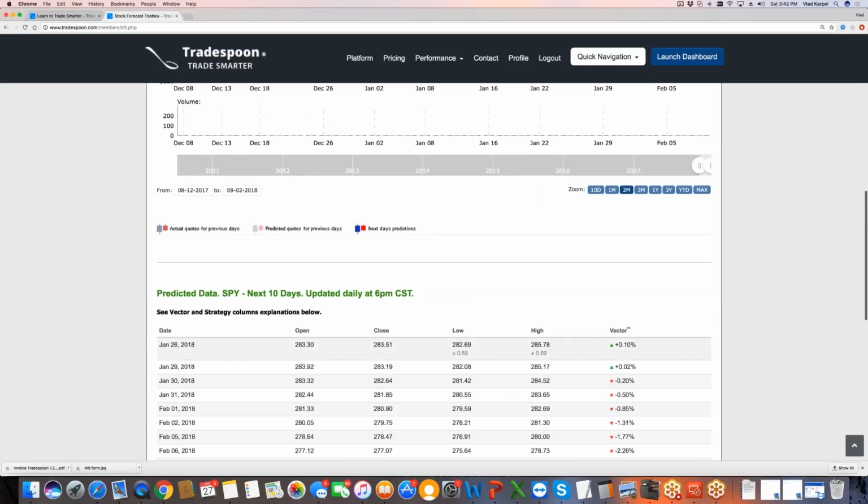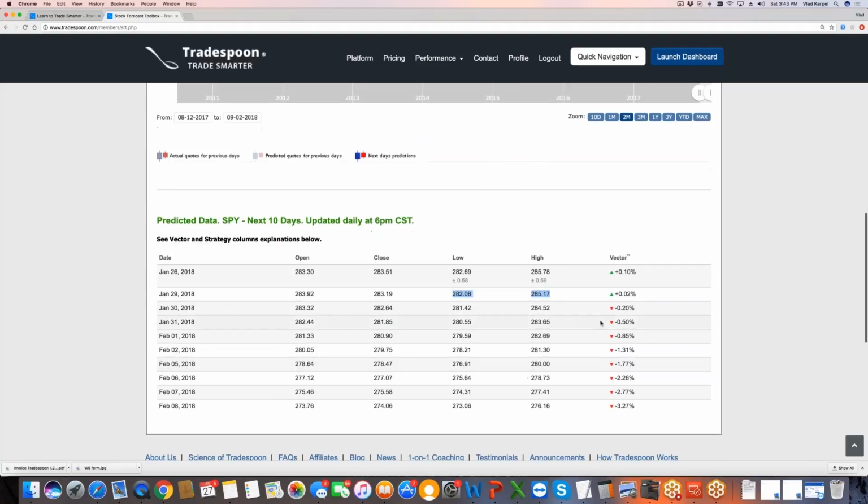for January 26th, we predicted that the market will trade for Monday, I'm sorry, we're now going into the 29th for Monday. We see the predicted price range that the stock is going to be trading. It will trade between 282 and 285. And we're seeing slightly downward momentum in the stock.